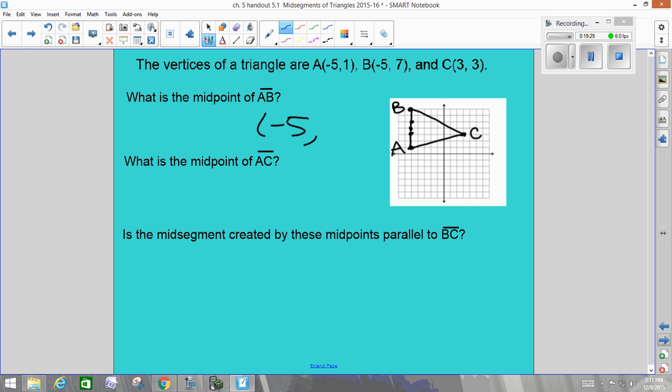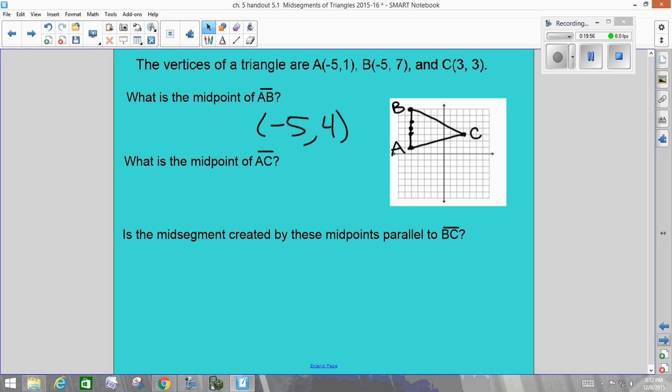Okay, if you count it, like if you go back to elementary school, they probably tell you to count from both ends until you get to the middle, right? Or you can count the tick marks between. 1, 2, 3, 4, 5, 6. There's 6 between. So how many do we have to count each way then? 3. So if you go up 3, 1, 2, 3, and down 3, 1, 2, 3, you would be at -5, 4. There's your midpoint.